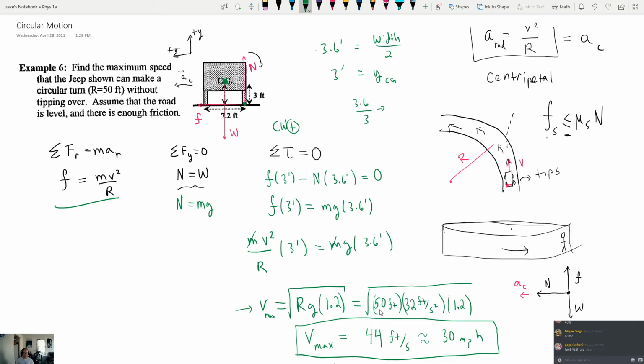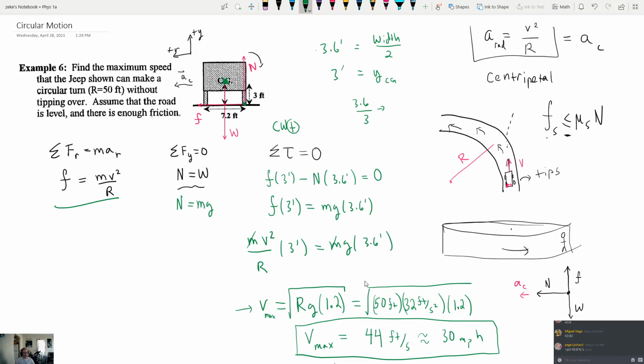Now, what this means is you could take a wider turn much faster, right? If the turn had a size of 200 feet, for example, a very gradual kind of curve, then you could go twice as fast, right? If this was 200, the answer would have been 88. So that's pretty obvious there, right? The wider the turn, the faster you can take it. That's not too surprising.